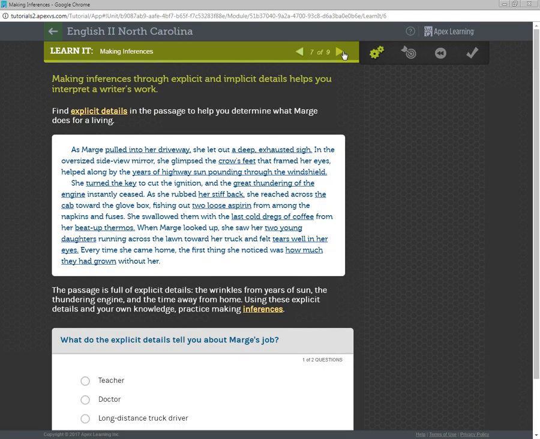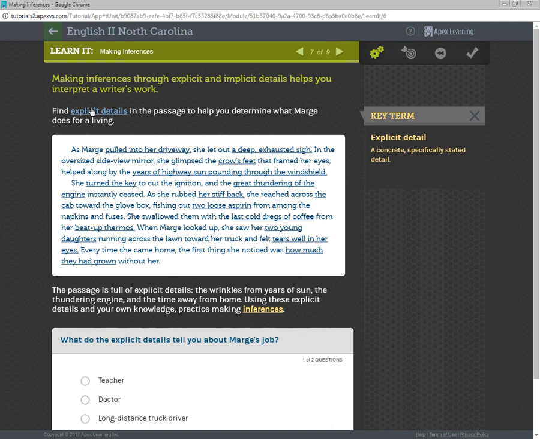So, making inferences through explicit and implicit details helps you interpret the writer's work. And that's what the writer wants you to be able to do. They want you to be able to interpret or understand their work, but they don't want to give you everything. They don't want to tell you everything. They want you to be challenged and to figure it out on your own. So find the explicit details in the passage to help you determine what Marge does for a living.